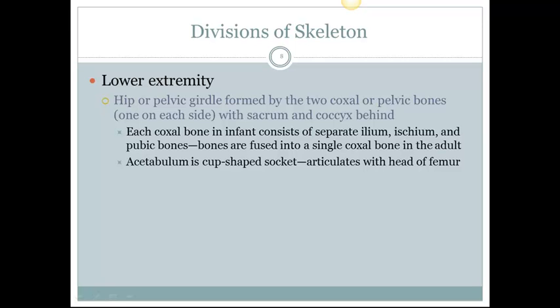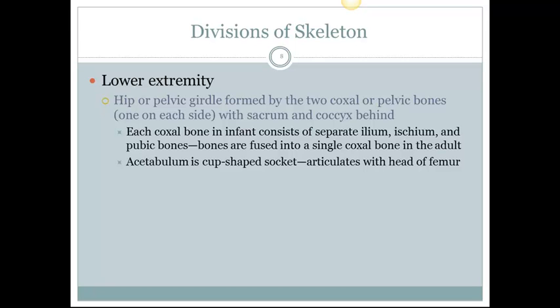The lower extremity consists of the hip or the pelvic girdle formed by the 2 coxal or pelvic bones, one on each side, with the sacrum and the coccyx behind. Each coxal bone in an infant consists of the ilium, ischium, and the pubic bone. These bones are fused into a single bone. In the adult, we often call the coccyx the tailbone.